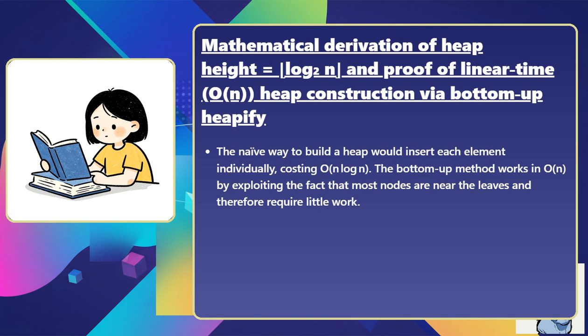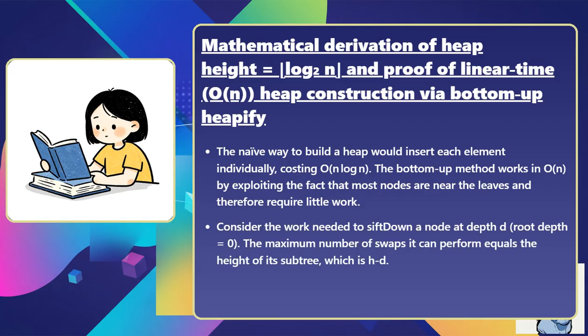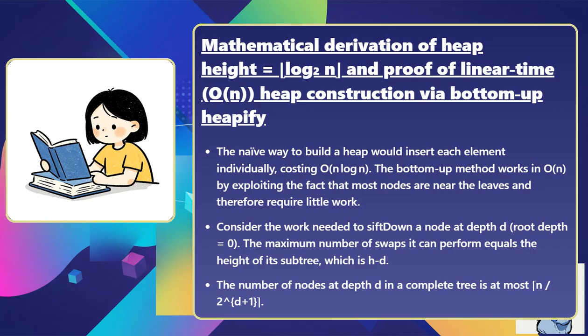The naive way to build a heap would insert each element individually, costing O(n log n), and the bottom-up method works in O(n) by exploiting the fact that most nodes are near the leaves and therefore require little work. Consider the work needed to sift down a node at depth d, root depth equals 0. The maximum number of swaps it can perform equals the height of its subtree, which is h minus d. The number of nodes at depth d in a complete tree is at most ceiling of n divided by 2^(d+1).